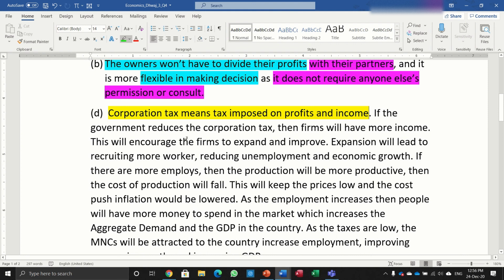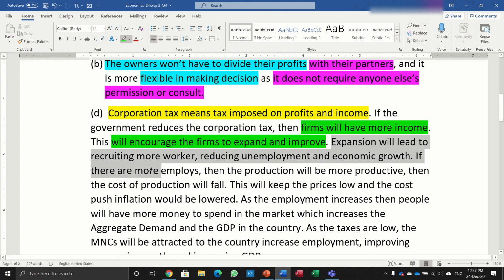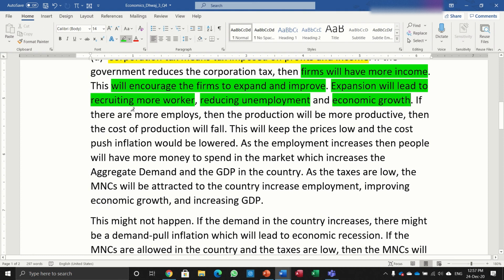If the government reduces the corporation tax, then the firms will have more income. Firms will have more income. Alright. Will encourage firms to expand and improve. Expansion will lead to recruiting more workers, reducing unemployment and encouraging economic growth. I have given so much explanation just for 1 point. Okay. If there are more employees, then the production will increase and they will be more productive. Okay.